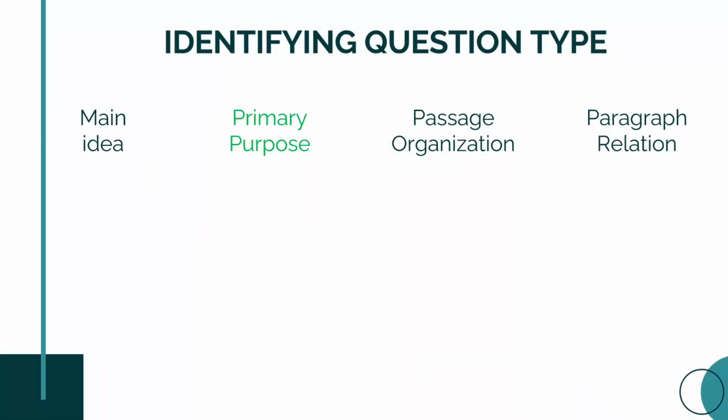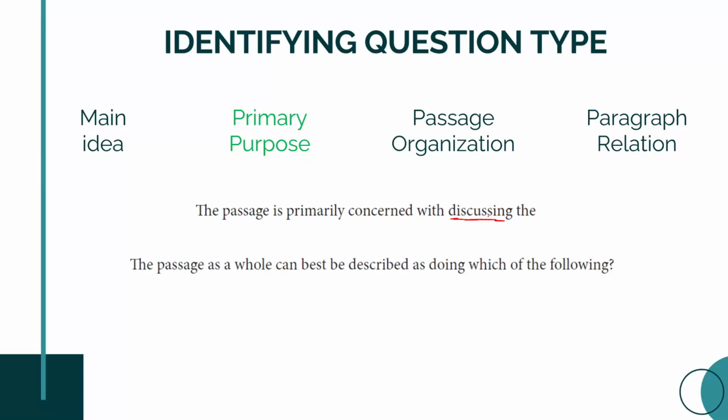These are a little bit different because, like I said, they're describing what the author is doing rather than the author's point. Here are some examples. The passage is primarily concerned with discussing. Now, how do I know that this is a primary purpose question? Because it's using this verb here, discussing. This is actually an easy one because they tell you specifically what the author's doing: discussing something. So in this case, you could almost say it's kind of a main idea question because the verb is already given. But you'll also see these questions phrased like this.